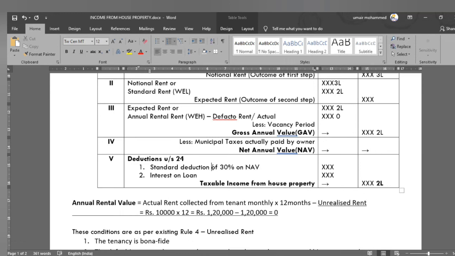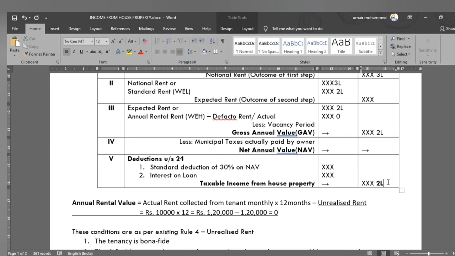So income tax department says owner cannot claim any deductions. He cannot claim repair, painting, renewal, all this he cannot claim because we are giving him flat 30% deduction. Whether he incurred any expense or not, irrespective of this, he is entitled to claim a flat deduction of 30% on the NAV. The second deduction is interest on loan.